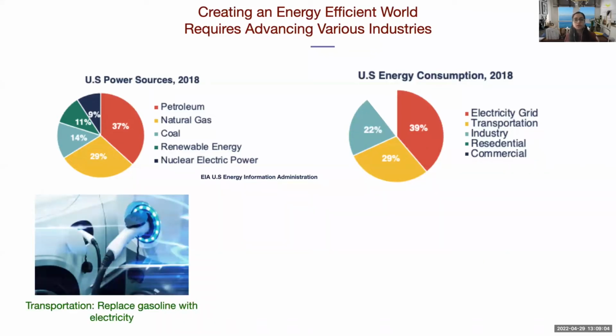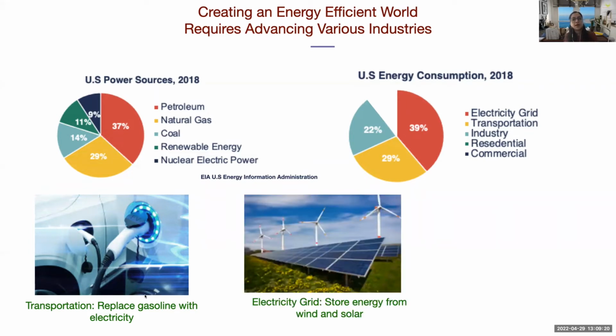So the transformation in the transportation sector requires replacing gasoline with electricity. For that, we need better electric vehicles, for which we need better energy storage devices, such as batteries and supercapacitors. For the electricity grid, our society is already moving toward clean energy sources, such as wind and solar. They are great, they're getting cheaper, but as we know, they are intermittent sources. So if we don't store the energy generated from wind and solar in some sort of energy storage device, we really end up wasting all that energy. So again, we need better energy storage devices.